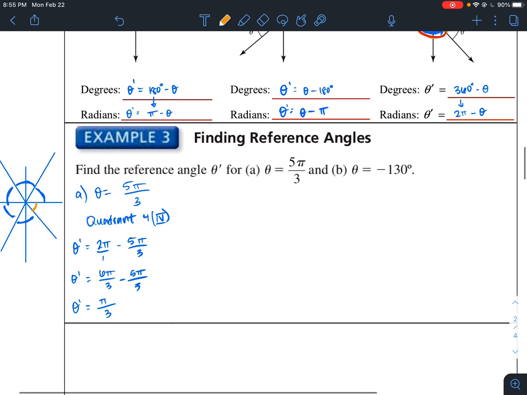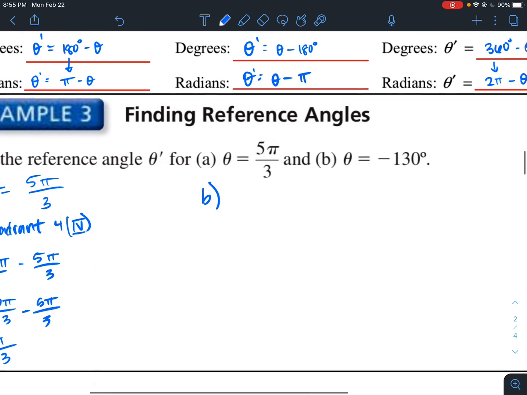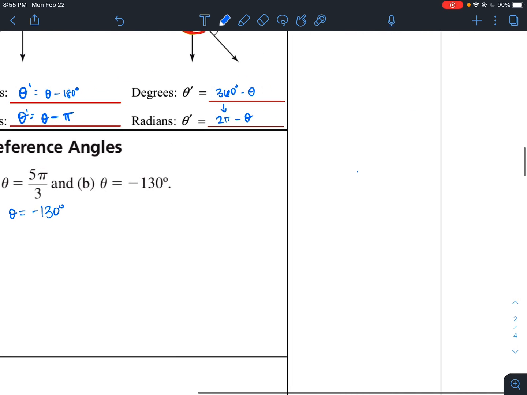Alright. Now for B, my theta is equal to negative 130 degrees. So if I were to draw this angle, here's my terminal side. It's going to rotate 90 degrees, and this is negative 180. So I know I'm between here, and I know that I'm just somewhere in quadrant 3, which is really all I need to know.